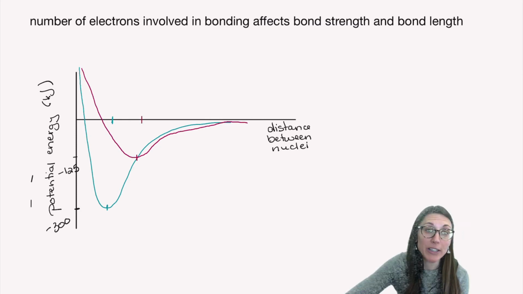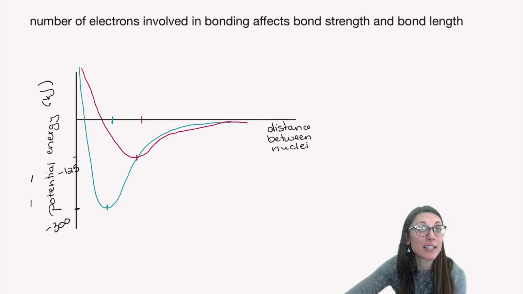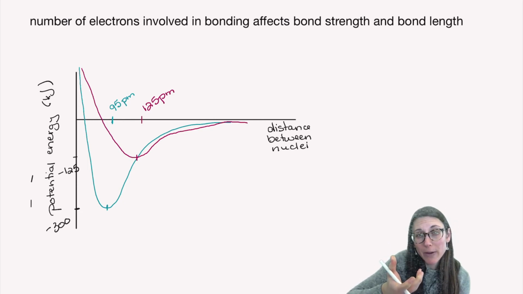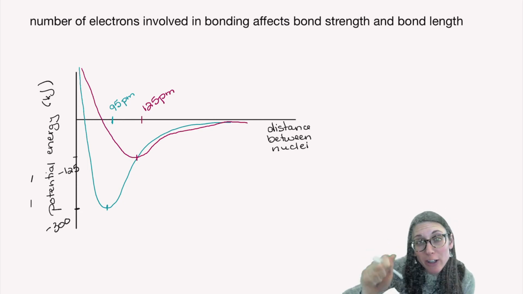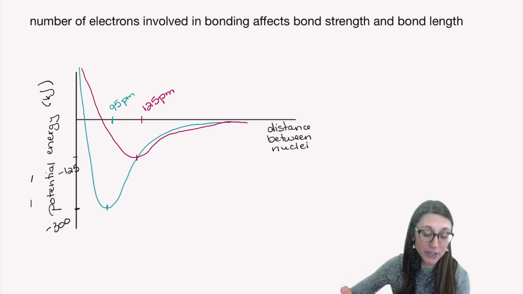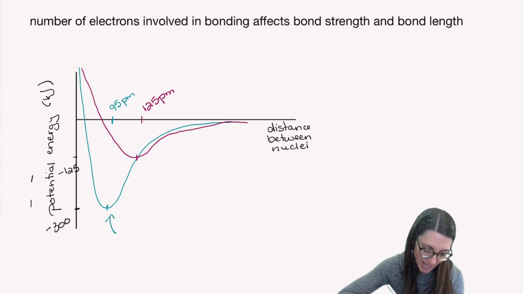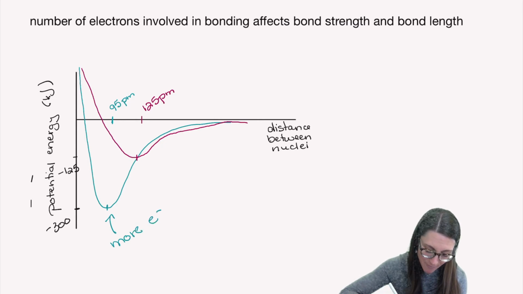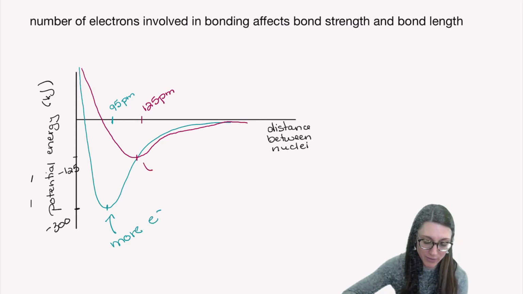And these distances are typically given in picometers, times 10 to the negative 12th meters, or in angstroms, which is times 10 to the negative 10th meters. And so, I'm going to make up some numbers here. Maybe this is 95 picometers, and maybe this is 125 picometers. If you think about it, the more electrons you have shared between the nuclei, the greater the attractions are going to be. And so having a deeper, stronger bond, shorter bond length, this is going to correspond to having more electrons in the bonding interaction.